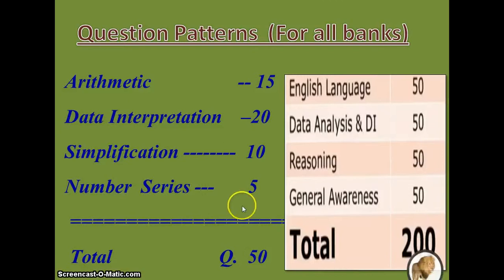Okay, now come to the marks of the questions. English language 50 marks, data interpretation and data analysis 50 marks, reasoning 50 marks, and general awareness 50 marks. In total you have to solve 200 marks in the first round. In the second round you have to write essays.